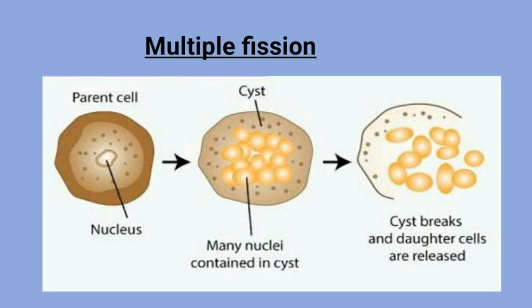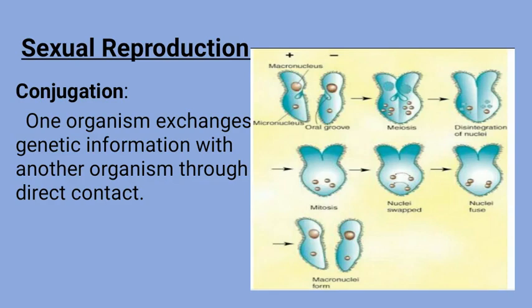Protozoa also undergo multiple fission. What happens in multiple fission is that in the parent cell, the nucleus undergoes division, and it also forms a cyst around itself. So the nuclei are present inside the cyst. This cyst breaks down and daughter cells are released. So in multiple fission, many daughter cells are produced from one parent cell.